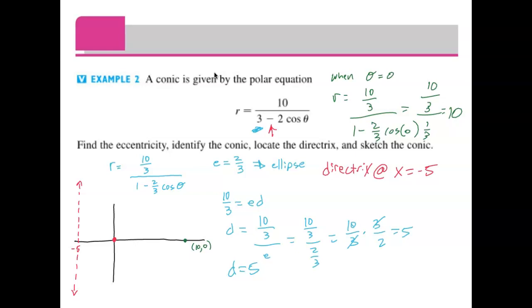And then I could do it the other way. What about when theta is pi? So I've rotated halfway around. So when theta equals pi, cosine of pi is -1. So I'm going to have 10/3 over 1 plus 2/3, which is 10/3 over 5/3, which is 10 over 5, which is 2. So when theta is pi, the radius is 2.